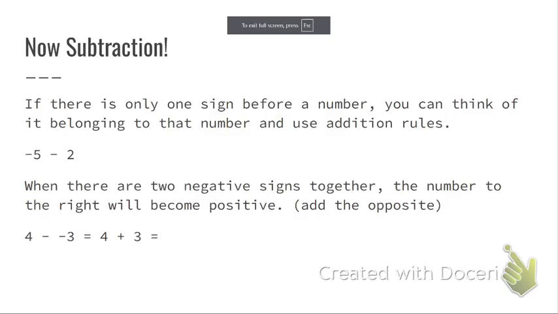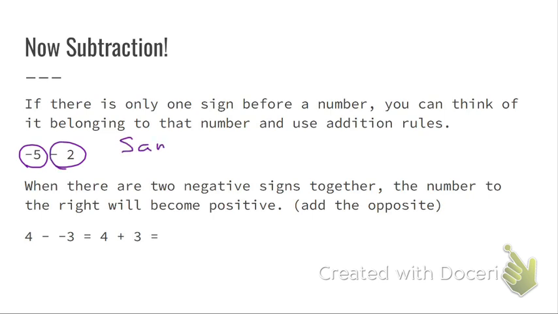So we know now that if there's just one sign before the number, you can just think of it like belonging to that number, like what I just talked to you about. So like a -5, a -2. Then I would say same signs. I would think to myself, add and keep the sign. So that would be -7.